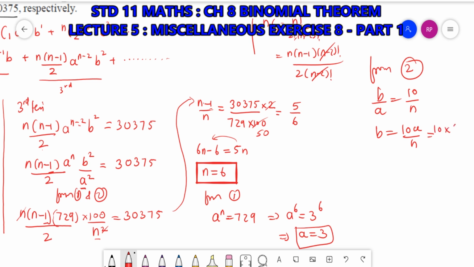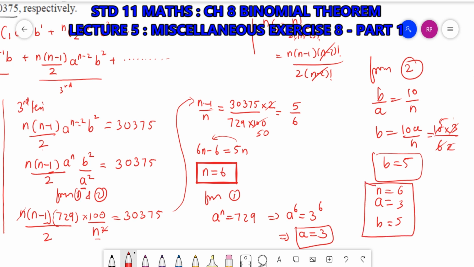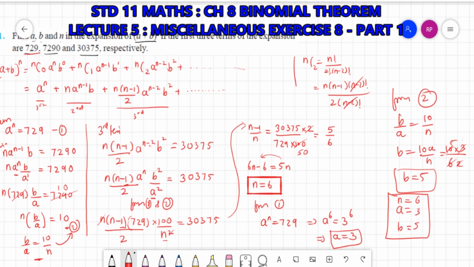What is a? A is 3. So 10 into 3 divided by 6. B is equal to 5. Okay, so n equal to 6, a equal to 3, and b equal to 5. These are our required values. Clear? So this was about question number 1. Just note it down.